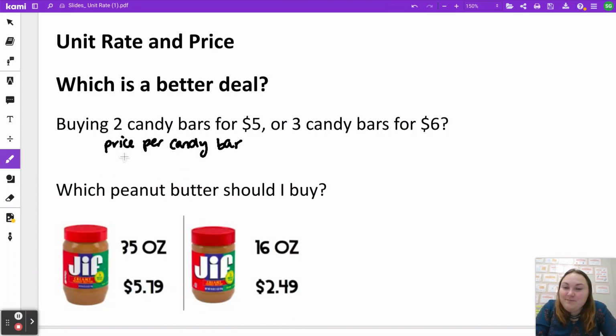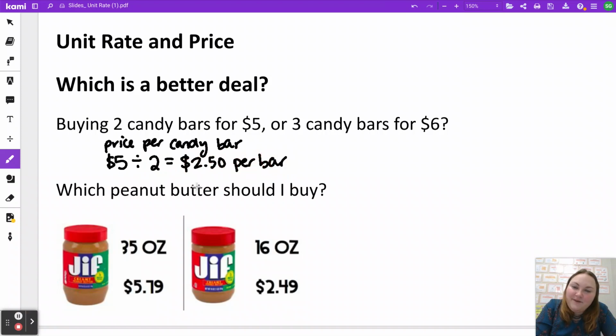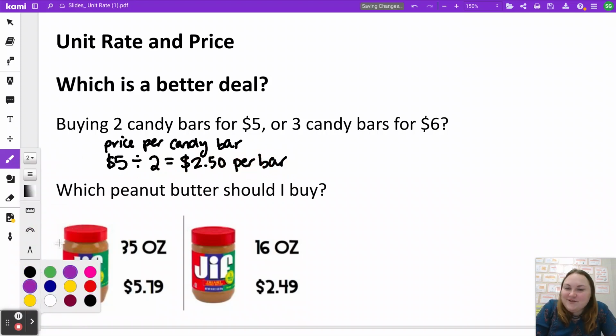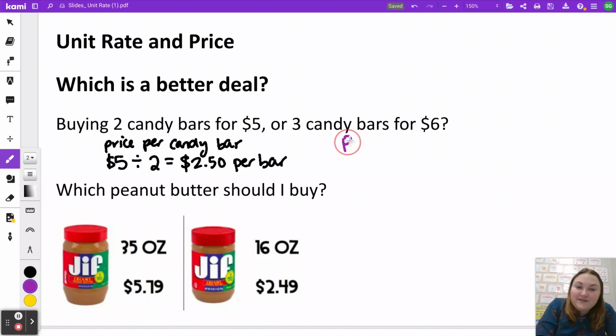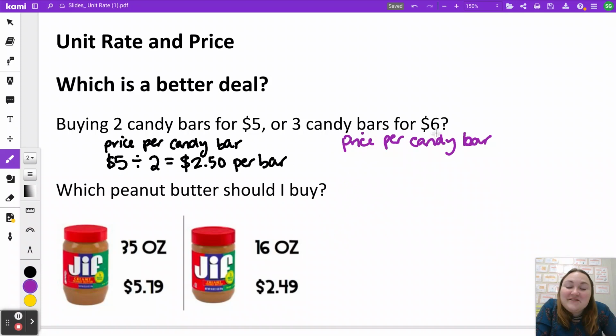That means I want to take the price of $5, and divide by how many candy bars we're getting for that. So for this first one, it would be 5 divided by 2, which works out to be $2.50 per bar. For that second situation, I'm going to do the same thing. I want to know the price per candy bar, not candy car, candy bar. So I'm going to be doing the same type of math. I'm just using different numbers.